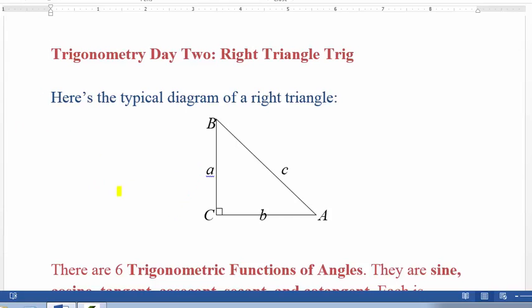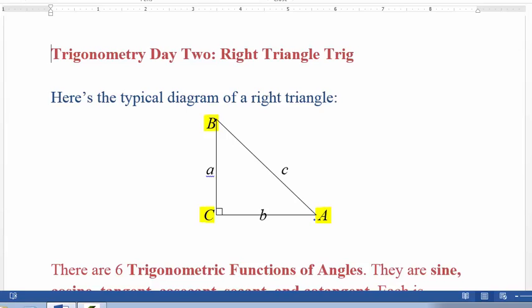And of course, this triangle here would be called triangle ABC, because those are the 3 vertices of the triangle. So you see how it's labeled? Angles A and B are going to be the acute angles, and angle C is going to be the right angle.